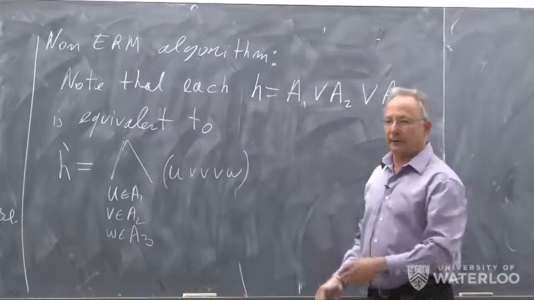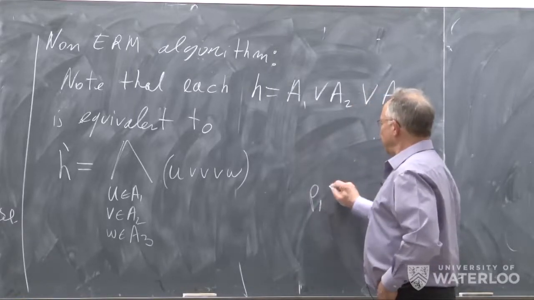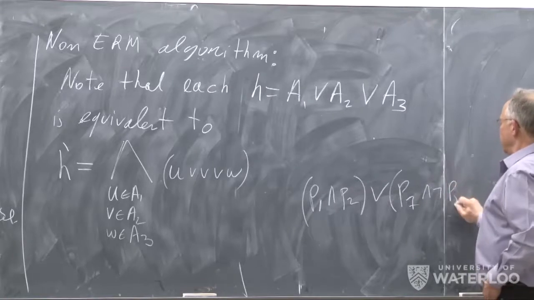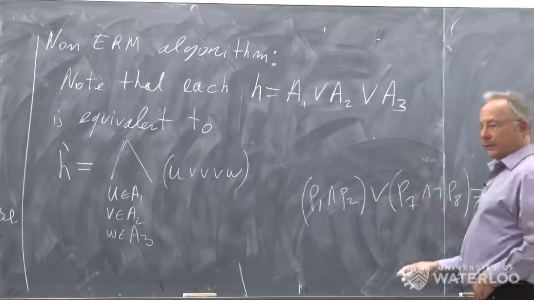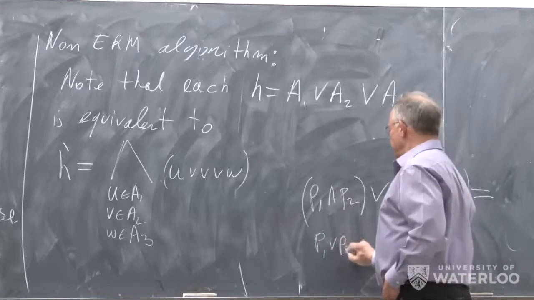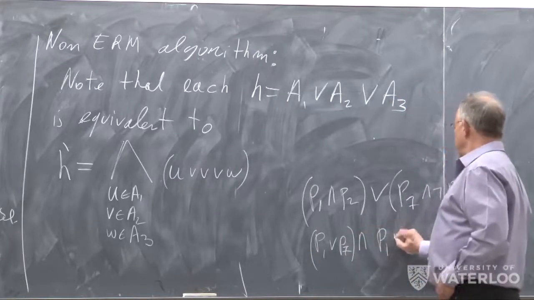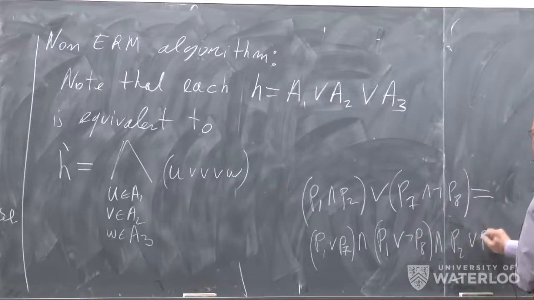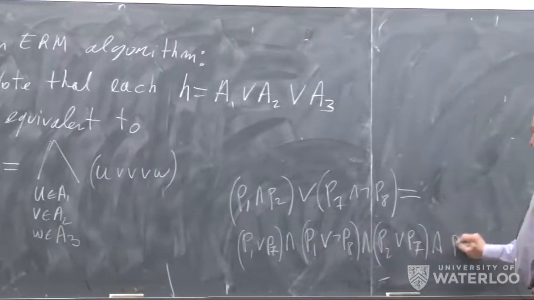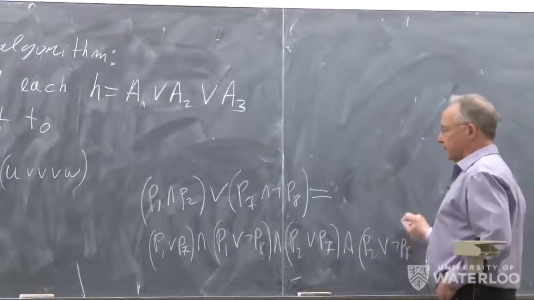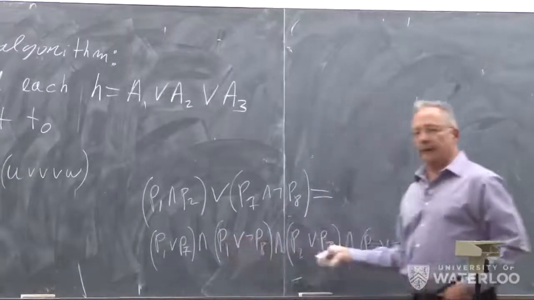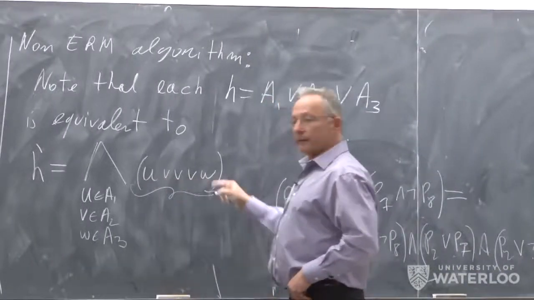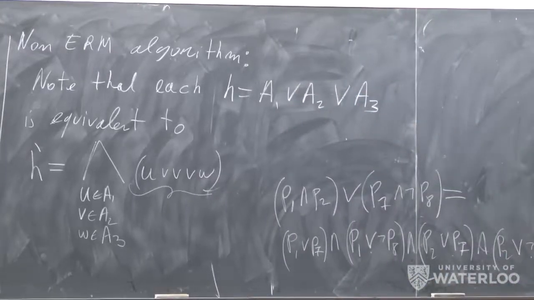I can just open the parentheses, right? If I have P1 and P2, OR P7 and not P8, I can write it by opening the parentheses: P1 OR P7, and P1 OR not P8, and P2 OR P7, and P2 OR not P8. So I can write it as a big AND, where at every term I get a three-size disjunction, a three-size OR.